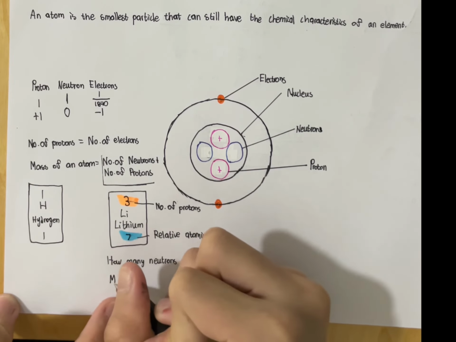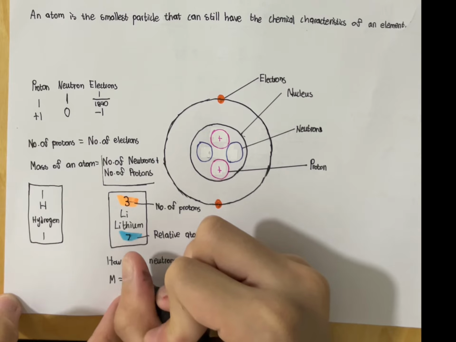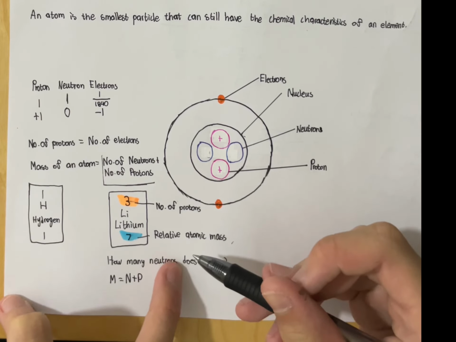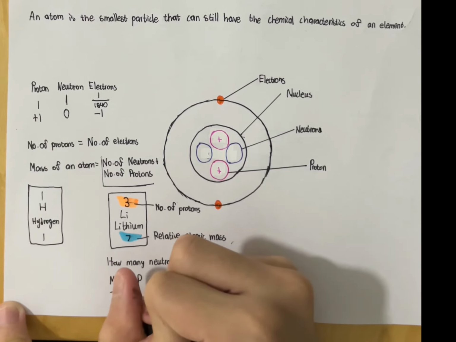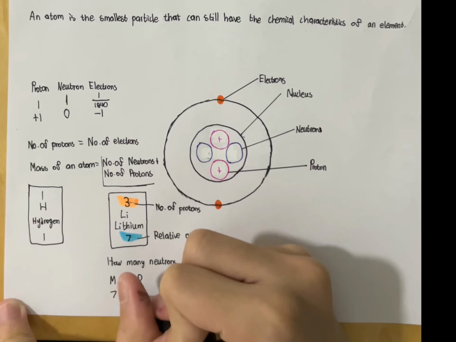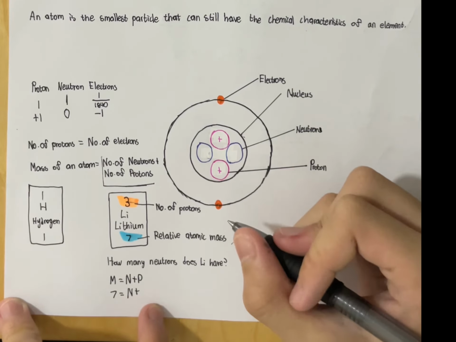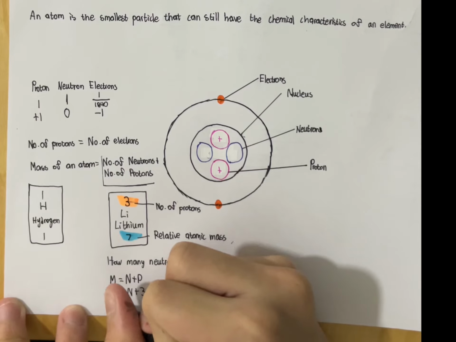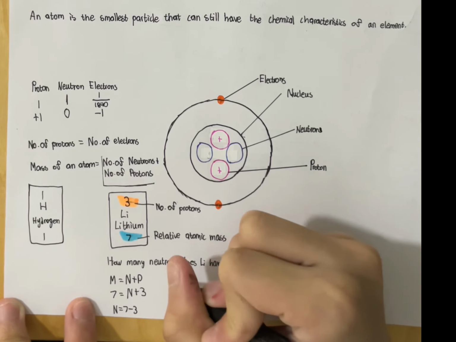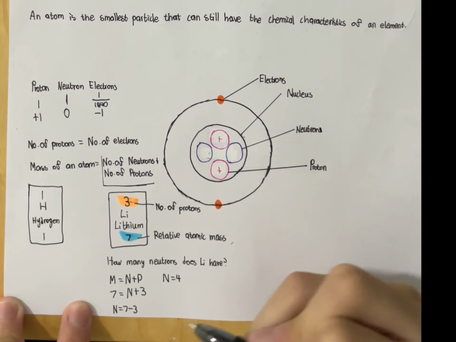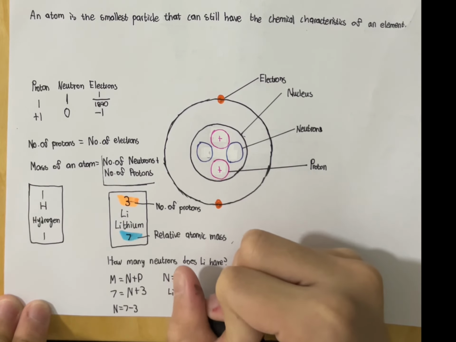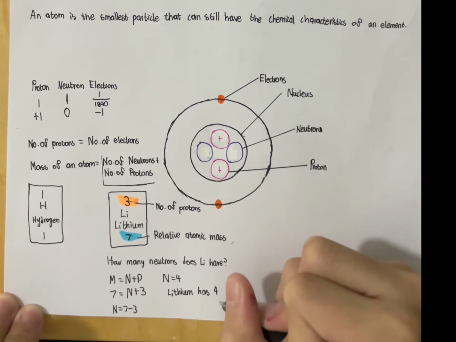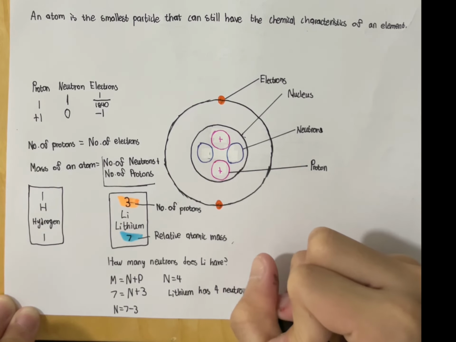So m, the relative atomic mass, is equal to n, neutrons, plus protons, right? So if we have a relative atomic mass of 7, m is just going to be 7, which is equal to n plus, well, what's the number of protons? The number of protons is 3. So 7 equals n plus 3, and n is equal to 7 minus 3. n is just going to be 4. So therefore you can conclude that lithium has 4 neutrons. Alright?